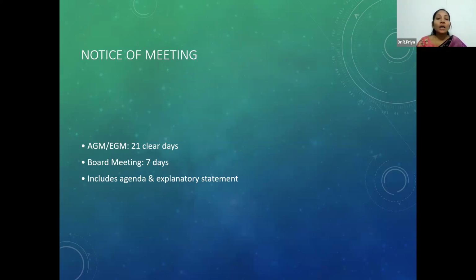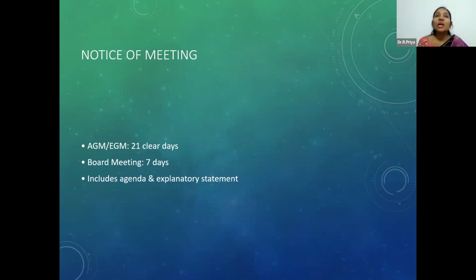So the objective is to give the shareholders adequate time to read the agenda. Why must it be shared well in advance? Because they need to read the agenda, understand the issues, then decide how to vote or appoint the proxies. This ensures fair participation and informed decision making by the stakeholders.